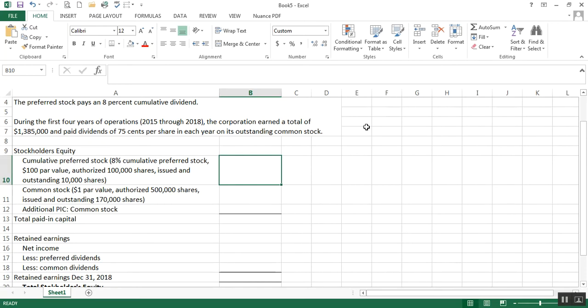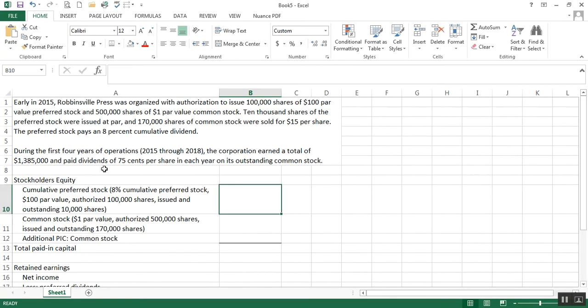So here we have cumulative preferred stock as the first thing, and it's 8% cumulative preferred stock, $100 par value, authorized shares of 100,000, issued and outstanding 10,000. So this is going to be calculated as 10,000 times 100. Instead of typing $1 million, you would type 10,000 shares times $100 par value.